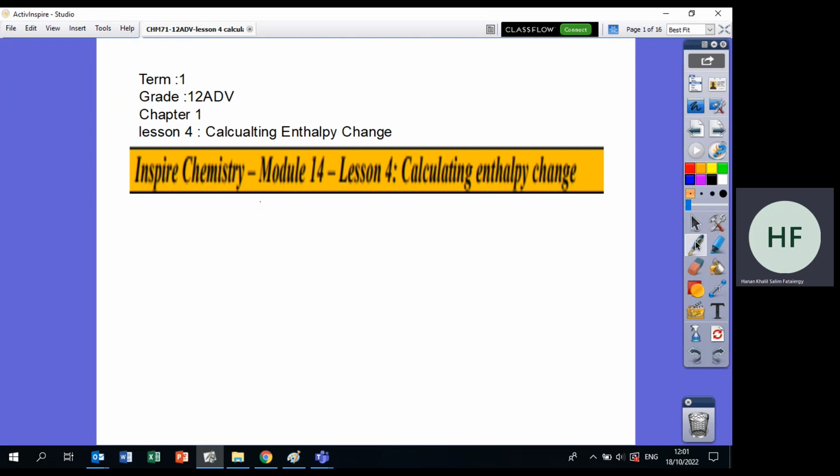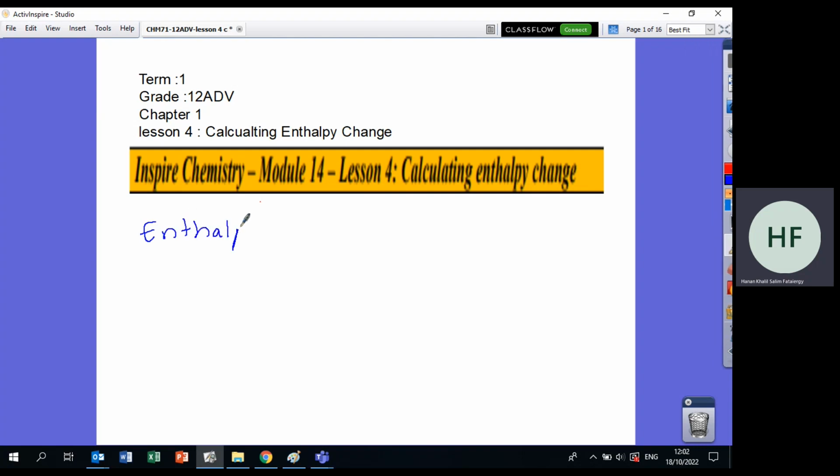Now the first question that comes to our mind is, what is the meaning of enthalpy? What does it mean when I say enthalpy? Enthalpy is another word for heat, which is energy that flows from hot objects to cold objects. Enthalpy change means the change in enthalpy, and its symbol is delta H.